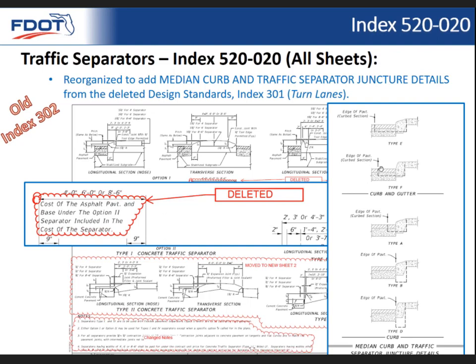So here, what just popped up on the screen was the details that got added in that show how the standard curve is supposed to match up to the traffic separator. So nothing major in that index, just kind of moving a little bit of stuff around and deleting some information that's covered in the specification related to pay items.